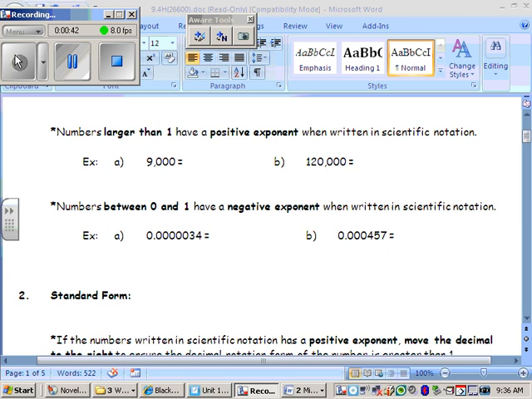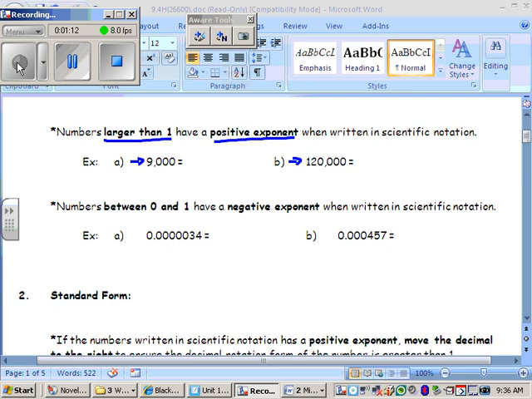In these first two examples, it states that numbers that are larger than 1 have a positive exponent when written in scientific notation. So notice that in example A, the number 9,000 is larger than 1. In example B, the number 120,000 is also larger than 1. So when we express them in scientific notation, we want to make sure that their exponents are positive.